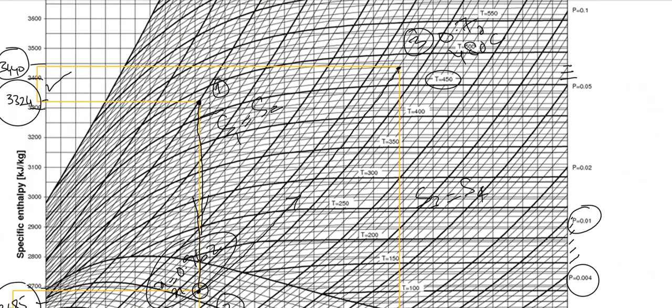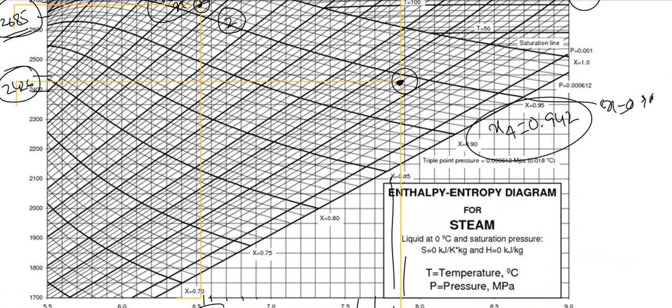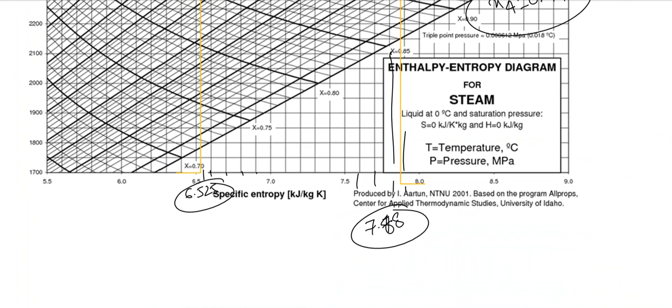At state 3 we have an enthalpy of 3440 and an entropy equal to 7.88. At state 4 we have an enthalpy of 2426 and entropy of 7.88. So let's check with the solved example, the solved numerical which we have been given, and which was solved using a steam table.